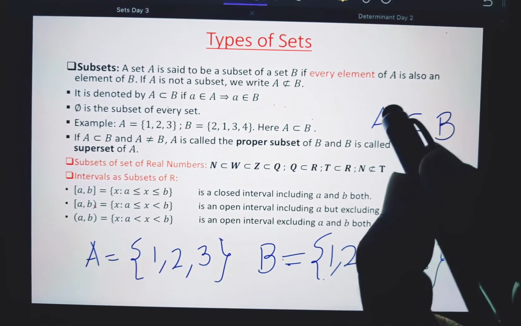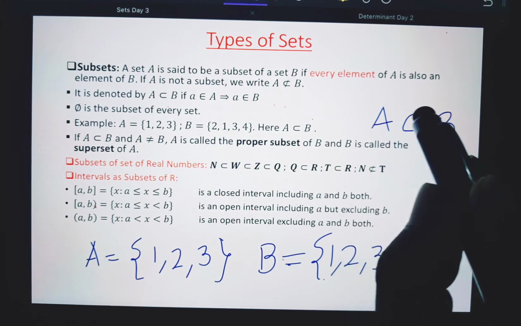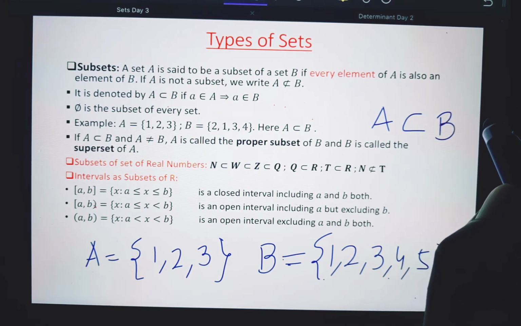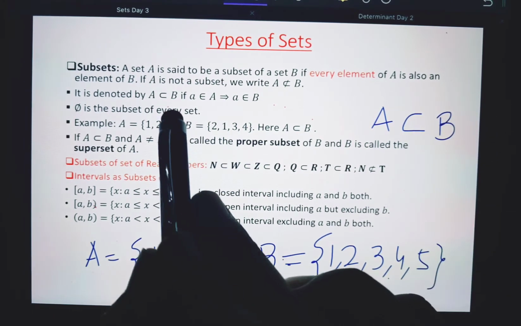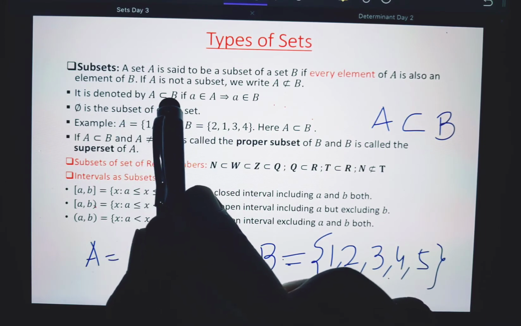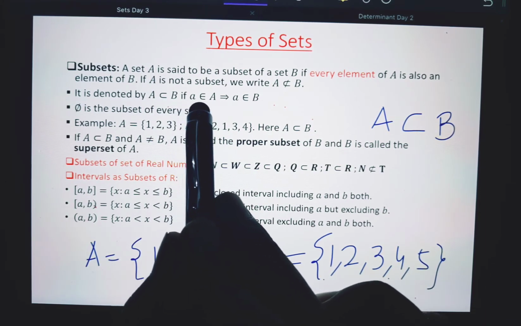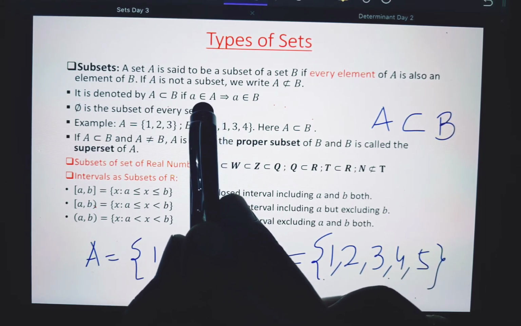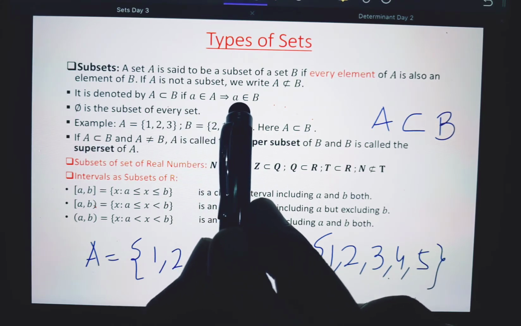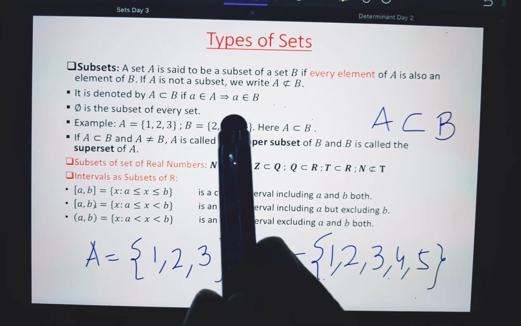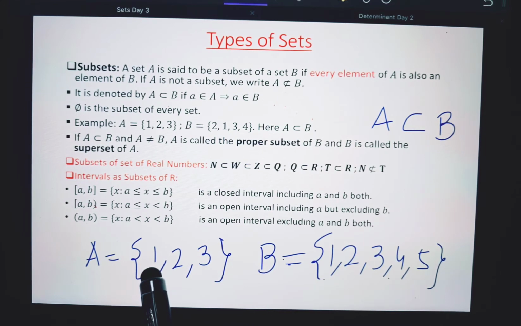This is a subset sign. Clear? A is a subset of B. Understood? This is how we denote it only when, if a is an element of A, it implies that a is an element of B. Okay, 1 is an element of A, 1 is also an element of B. Then only we can say that A is a subset of B.